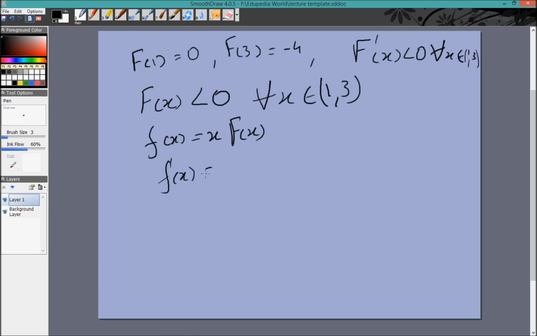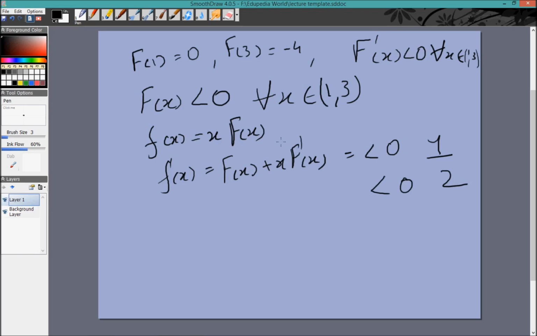So F dash of x, we can use the product rule. It will be f of x plus x f dash of x. Right. Now for x equal to 1, f of 1 is 0. 1 is positive and f dash of 1 is negative. Right, that is given to us in this case. So this is less than 0 for x is equal to 1. Similarly, for x is equal to 2, we know that f of 2 is negative by this relation, and we know f dash 2 is negative by this relation. So it is negative for x is equal to 2 also.